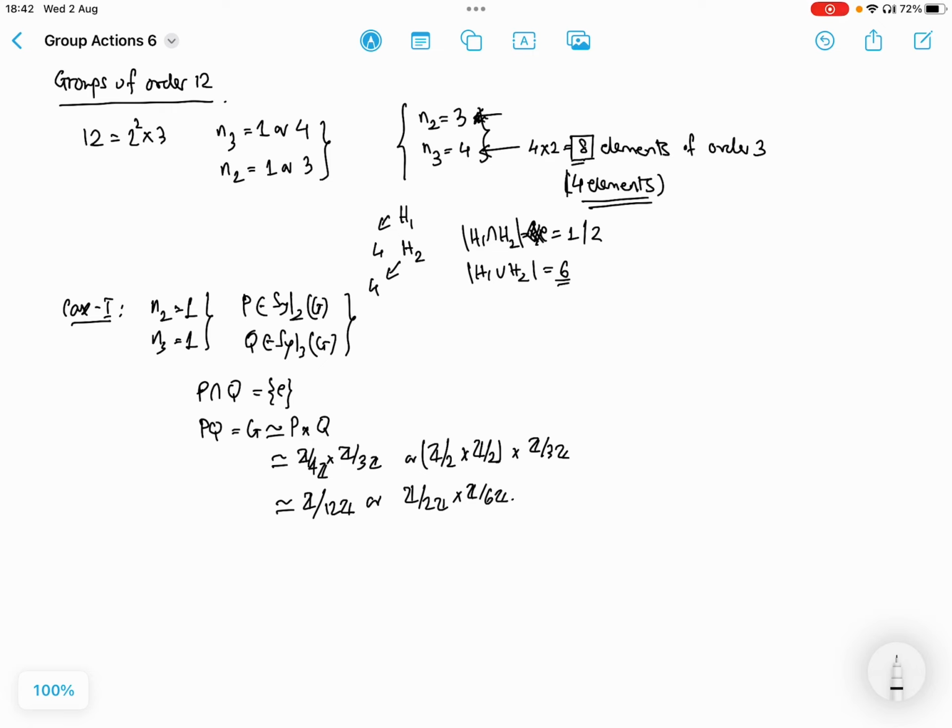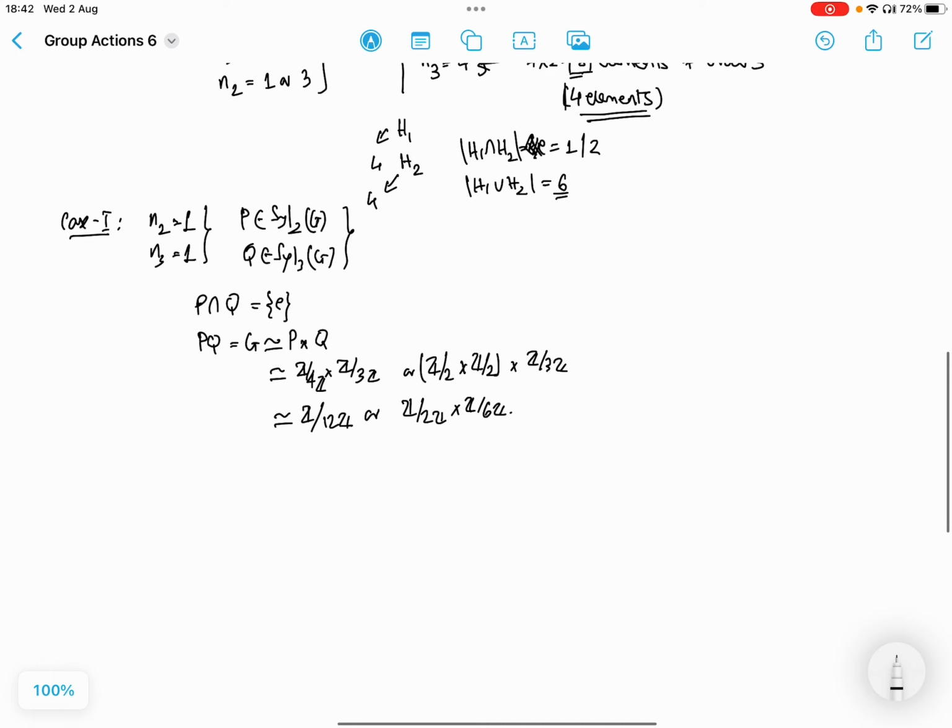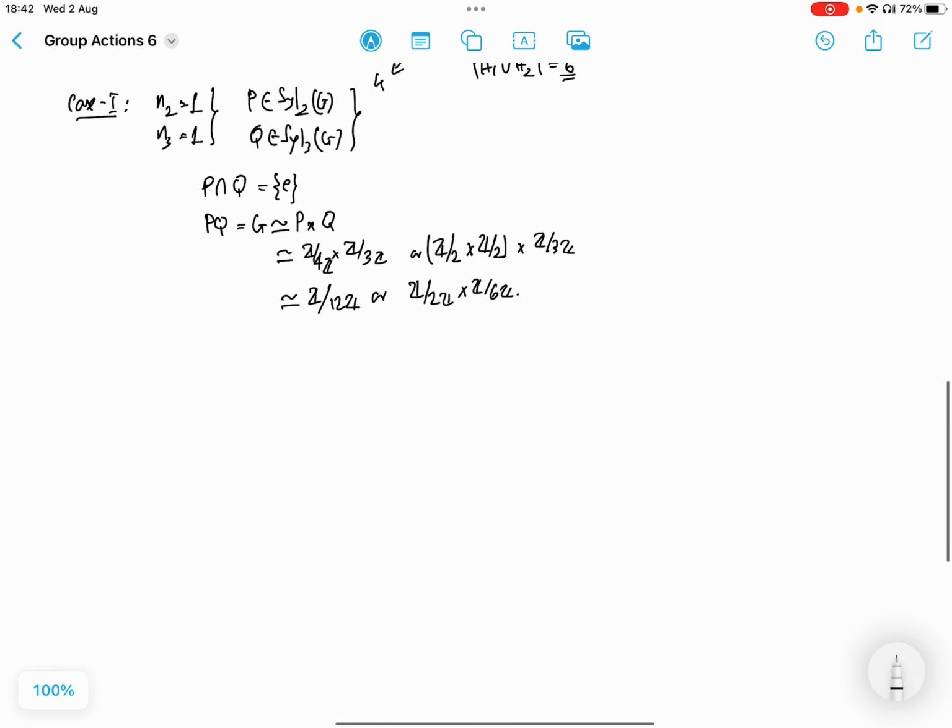So in this case, you got two groups of order 12. One of them cyclic and both of them are abelian. Okay, so this is case number one. Now, let's see the second case. Now, suppose we are in case two.